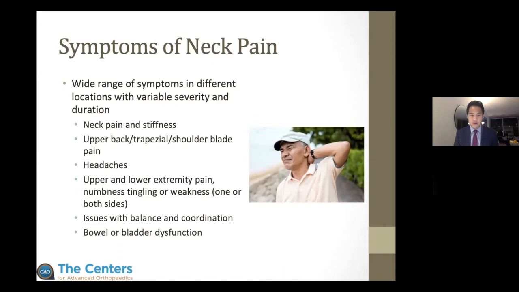When severe, problems in the neck can cause changes in your balance and your coordination. It can also cause changes in your bowel and bladder function. So the symptoms are varied and can involve all sorts of things.